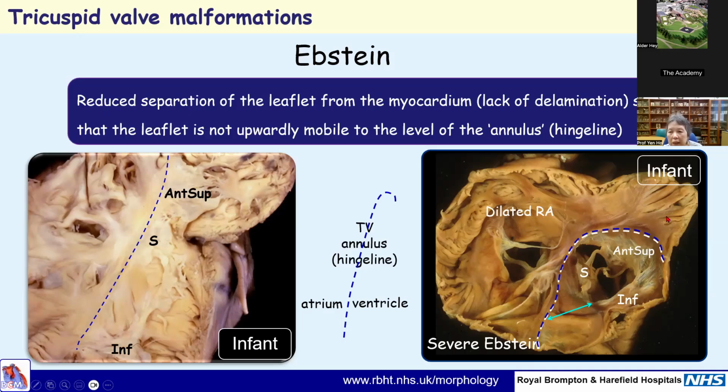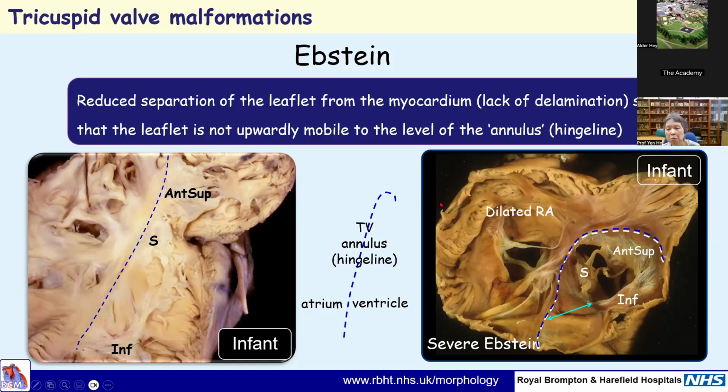There's another example showing a more severe Epstein malformation. You can already recognize in this infant heart a very, very dilated right atrium. The dotted line marks the atrioventricular junction. The anterior superior leaflet is a bit deeper than I would expect in a normal heart. The inferior leaflet really hasn't formed all that well. There's a little bit of septal leaflet here, but far from the atrioventricular junction. So the lack of coming up to the atrioventricular junction is quite severe, one would say.